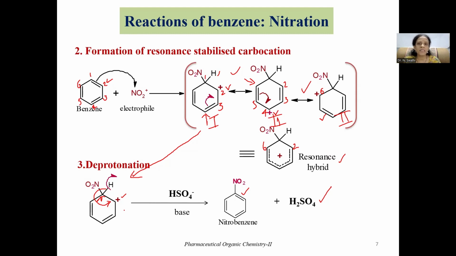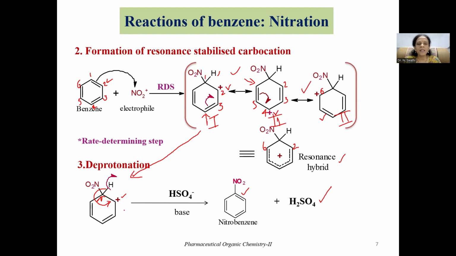The first step is the generation of the nitronium ion by the reaction between concentrated sulfuric acid and concentrated nitric acid. And in the second step, the resulting nitronium ion attacks the benzene ring and thus results in the formation of a resonance stabilized carbocation. And later in the third step, this carbocation undergoes deprotonation by the action of bisulfate ions and results in the formation of nitrobenzene as the substituted product.